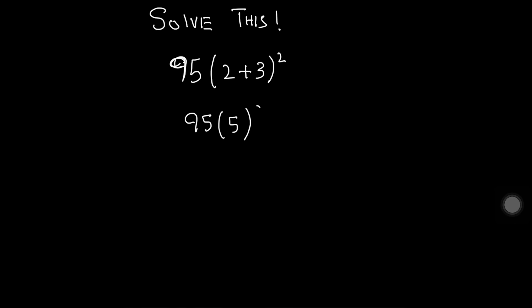Now square. We simplify the exponent: 5 squared is 25, and this is the multiplication sign here. 25. When we solve 95 multiplied by 25, the answer we will get is 2375. This is the right answer to this question.